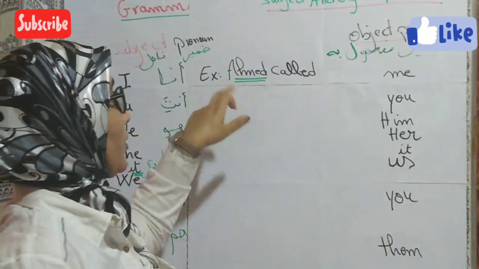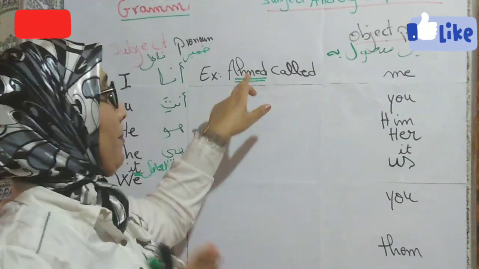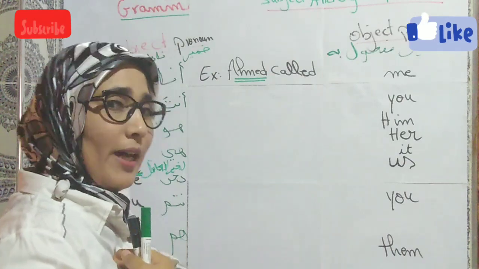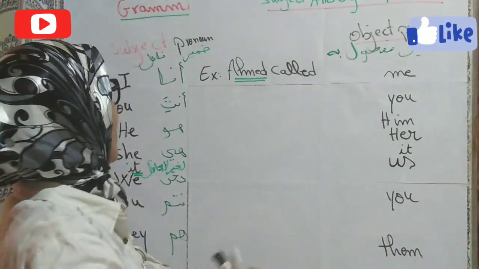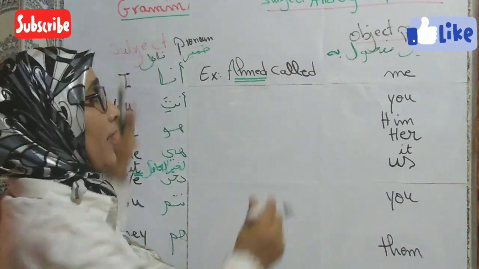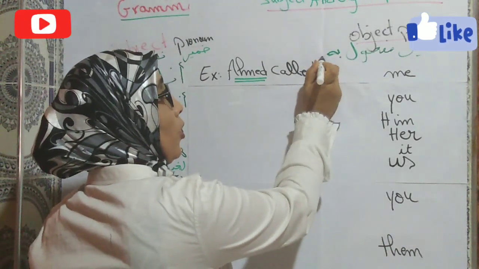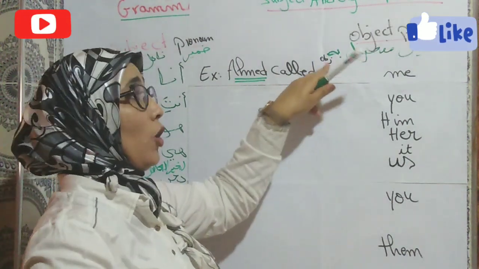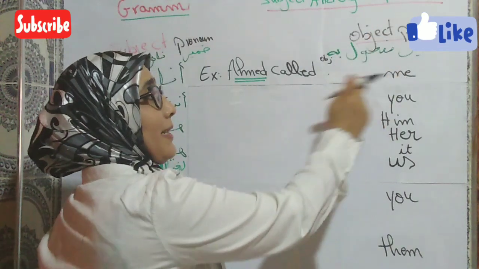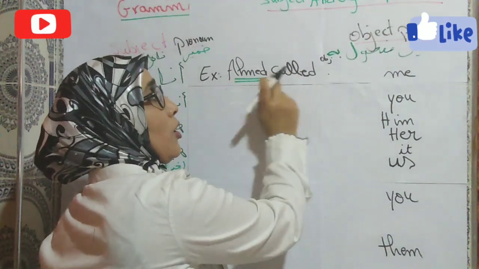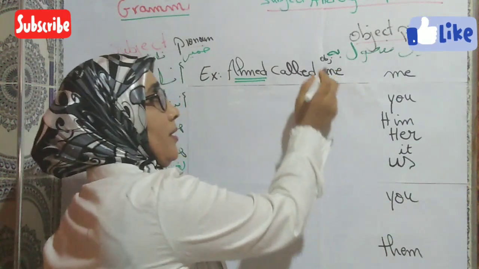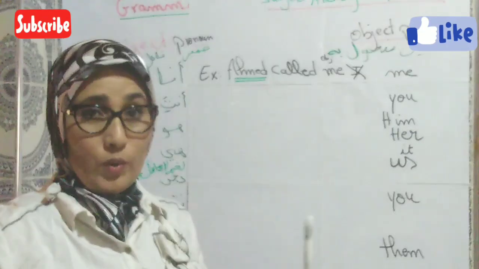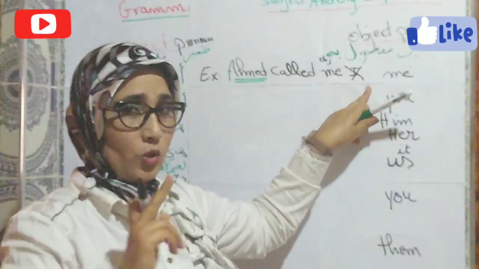We have an example. For example, supposing this person Ahmed called I. Can we say Ahmed called I? Of course no, because here I is a subject pronoun, and here it's the place of object, so we cannot use subject. We have to use an object. The object pronoun is me. Okay, so we can say Ahmed called me. It's impossible to say Ahmed called I is not correct. So we have to say Ahmed called me, not I.